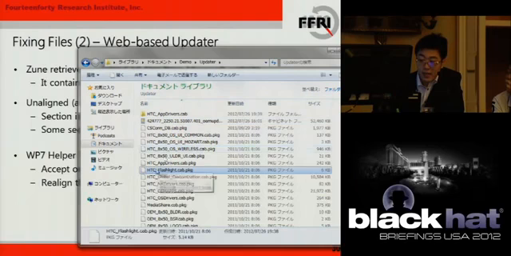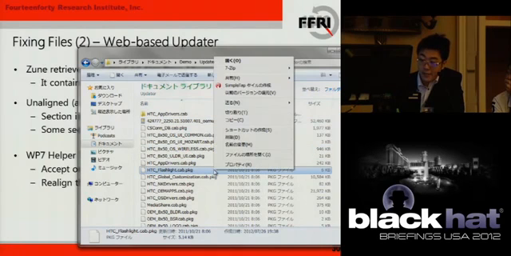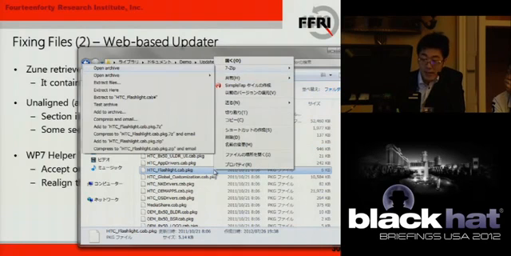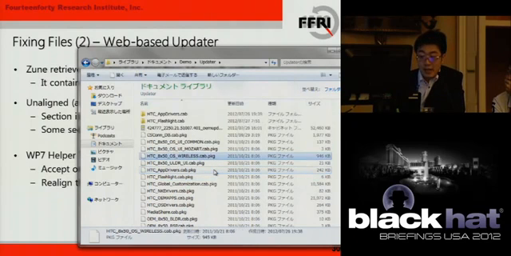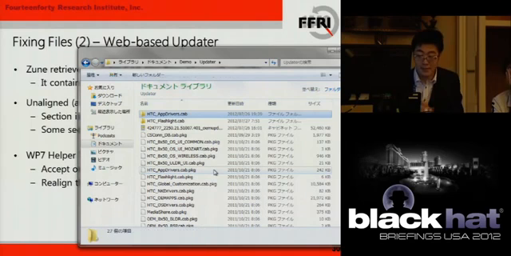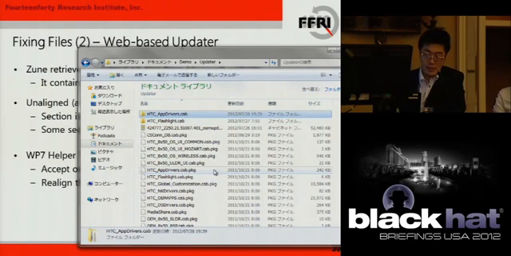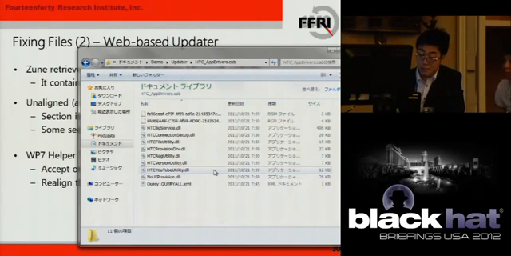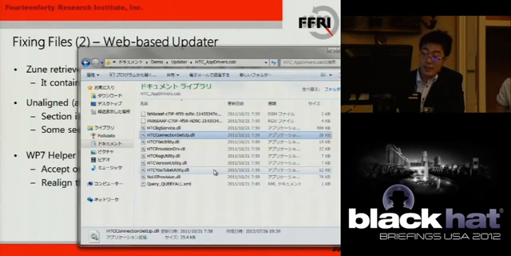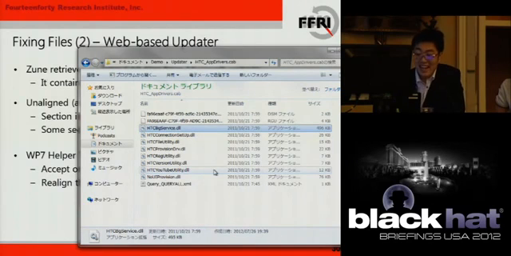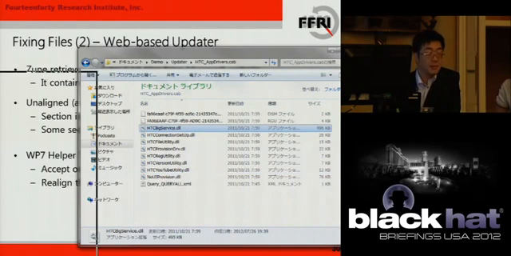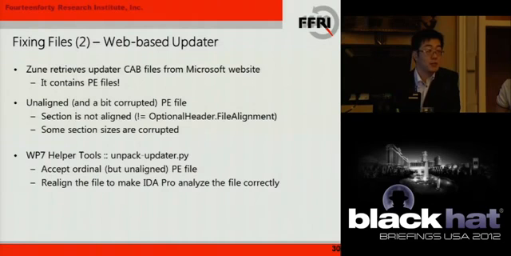But this is not enough, because these PE files are not aligned properly, and some parts of the headers are corrupted. So we have to fix the files using unpack-updated.py. This tool realigns and fixes the PE file to make IDA Pro analyze the file correctly.